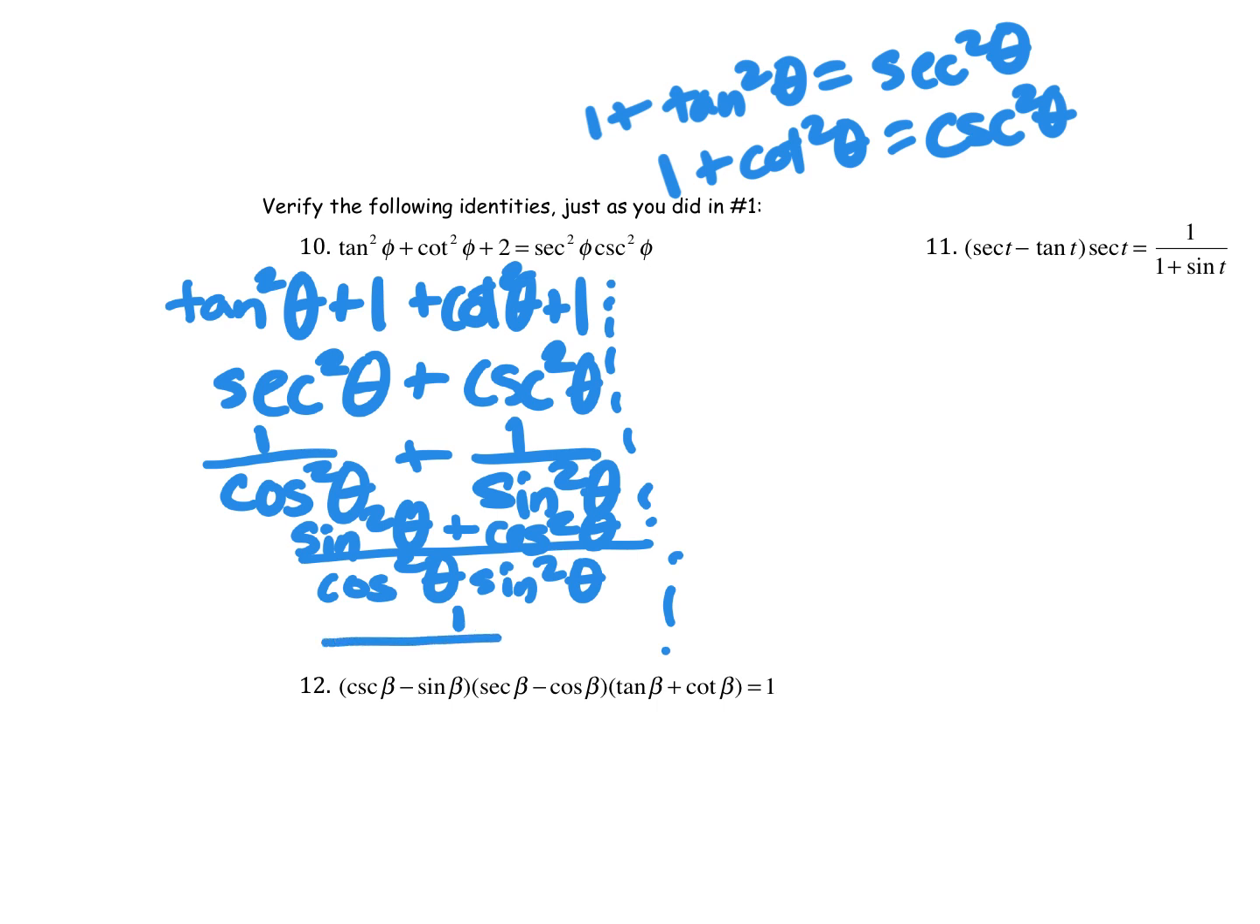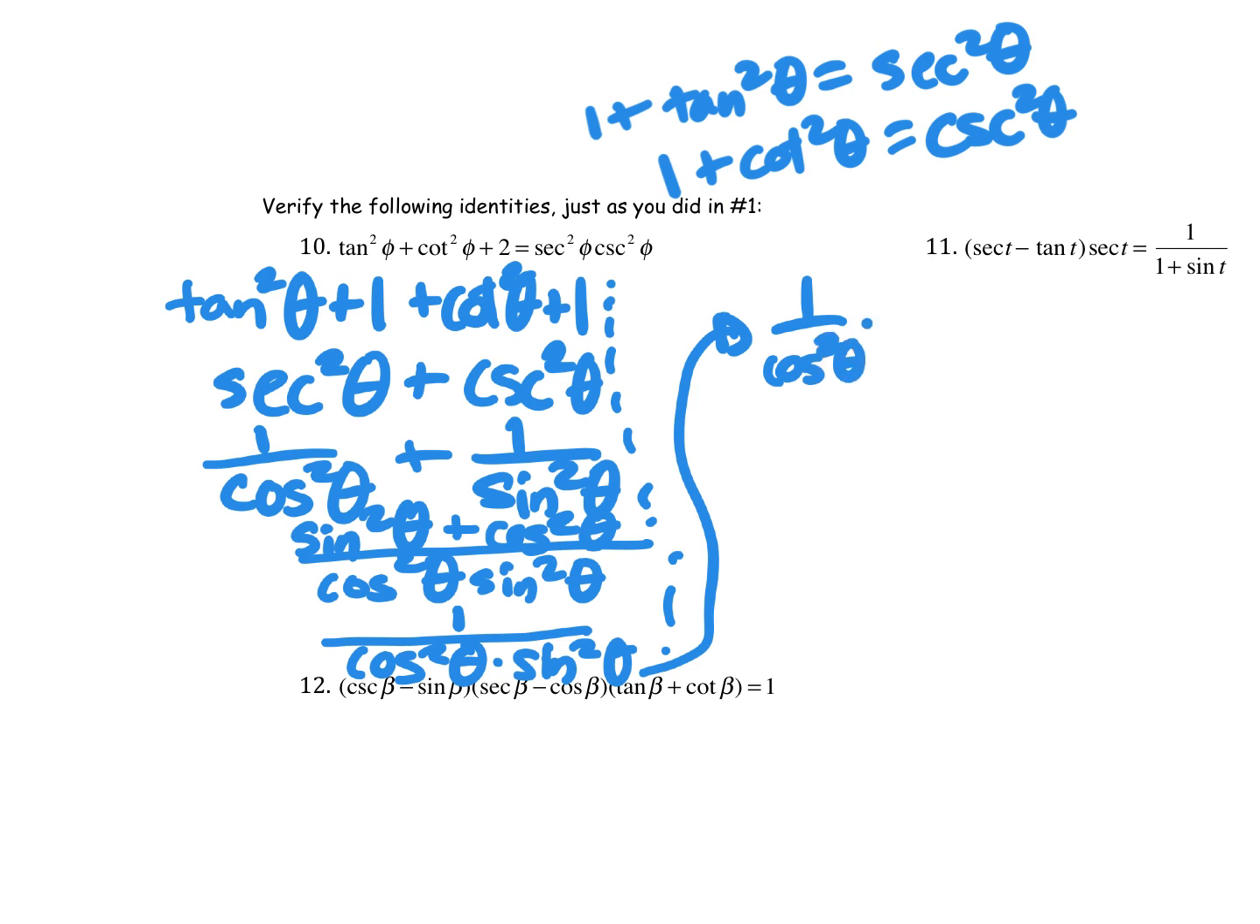So I've got 1 over cosine squared theta times sine squared theta. But this is just the same thing as 1 over cosine squared theta times 1 over sine squared theta, which is secant squared theta times cosecant squared theta. Oops, forgot the little c.